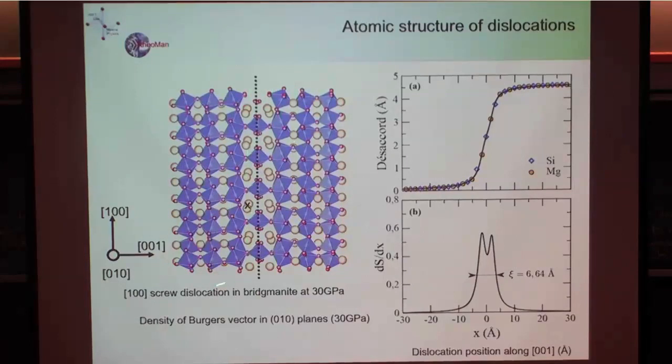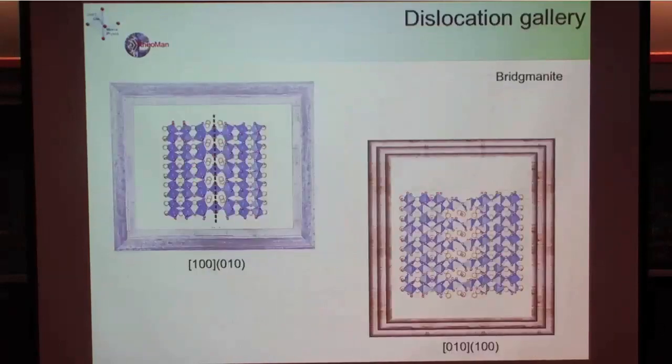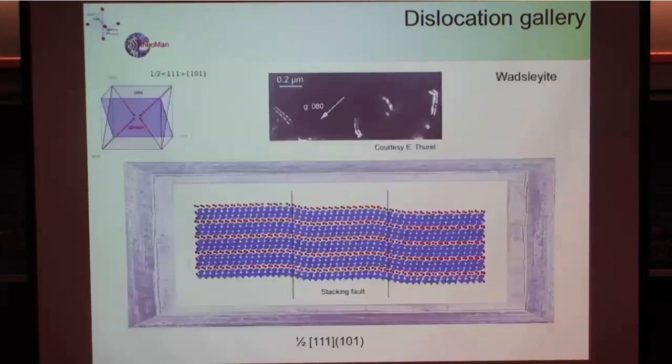So we can model here, for instance, the [100] Burgers vector dislocation in bridgmanite at 30 GPa. You see that here the crystal is not like everywhere else. If we plot the strain profile across the dislocation, this is what you would get. If you take the derivative, we call that the density of Burgers vector, and this is a convenient description of the dislocation to see, for instance, the width of the defect that is not easy to appreciate on this kind of figure. So now we can do that for several dislocations. Since I'm running out of time, I will just run the dislocation gallery, which is nice, as you anticipated, Michael.